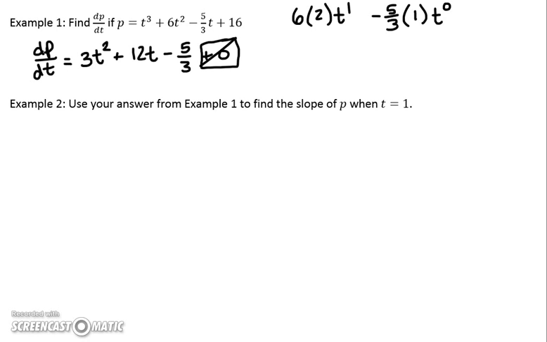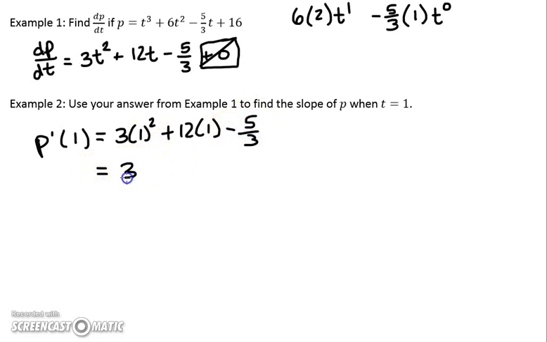So what we can do with this is we can use this to answer a question like number 2 where it says use your answer to find the slope of p where t equals 1. So if you were to graph this thing here and find the slope of the tangent line at t equals 1, that's what this is asking us to do. So I'm going to change our notation a little bit. dp/dt does mean the derivative, but so does p prime. And if we want to find what the slope is when t is 1, we can say p prime of 1 is going to be equal to, and now all we have to do is plug 1 into our function.